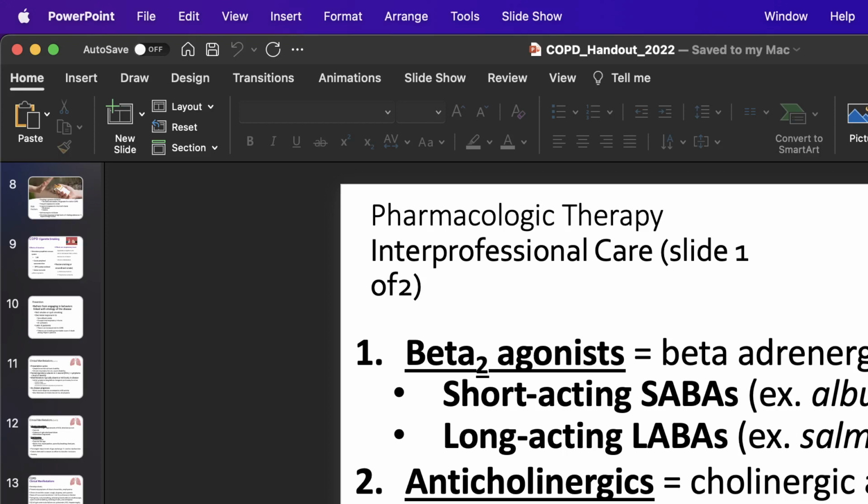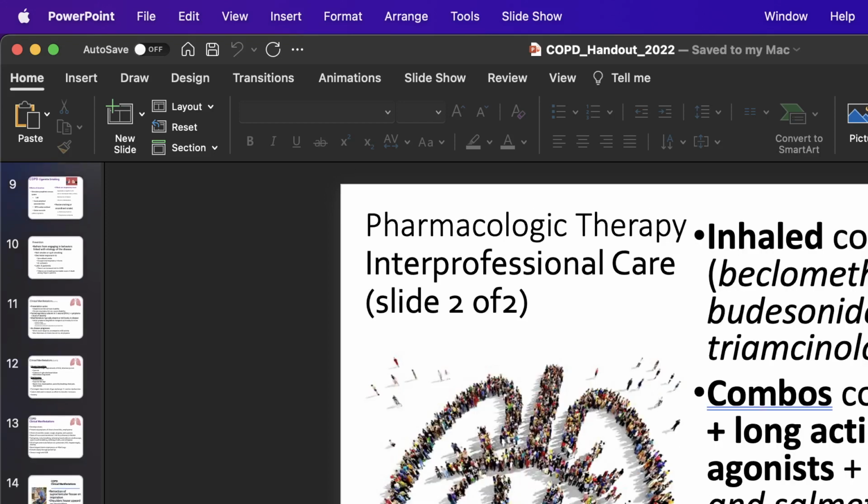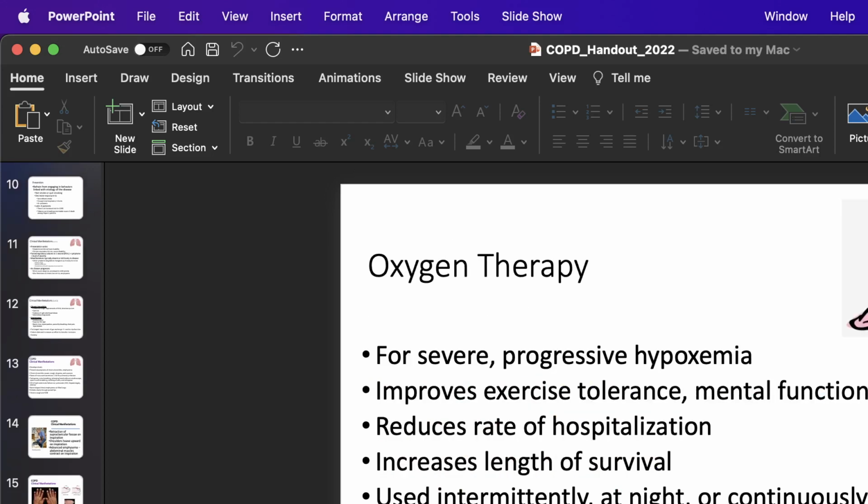So oxygen therapy, this is the only treatment really that has been proven for people with COPD. It's the only treatment of them all that really improves their survival. Supplemental oxygen is for severe and prolonged hypoxemia. It does improve their exercise tolerance and their mental functioning. Chronic CO2 retention has an adverse effect on brain function. The name of the game is to improve their quality of life. We want to help them live as best they can with this chronic illness. It certainly reduces their frequency of hospitalizations.